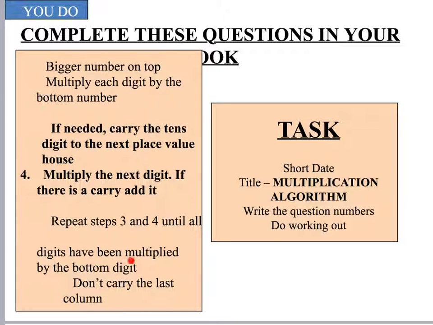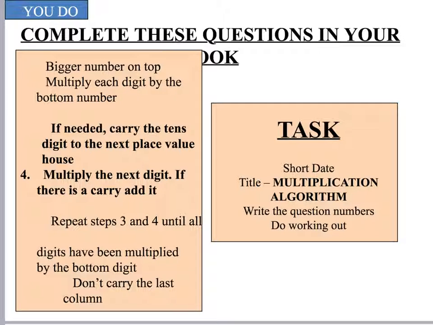Well, it's time for you to have a go now. I've left the rules here for you to remember, but your task will be done in your maths book. Remembering the short date, title is multiplication algorithm. I want you to write the questions and the question numbers. And remember to show me your working out, 1 digit per box. You've got the sheet there, so away you go. Press pause and work through those questions, but remember you've done the first 2 already.